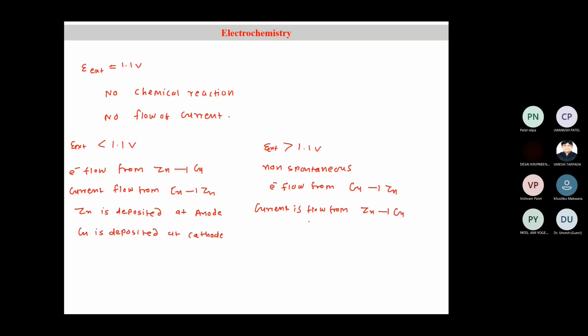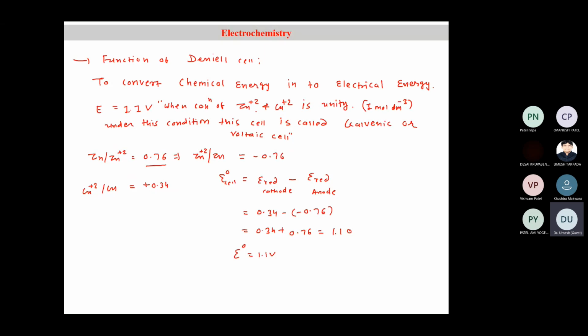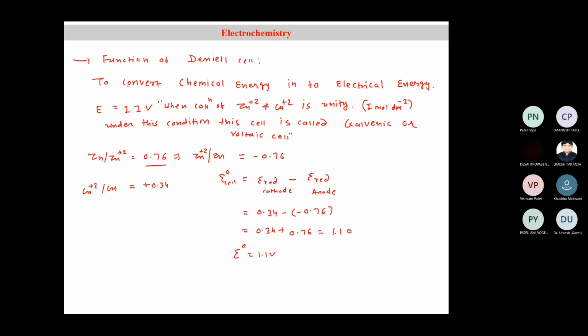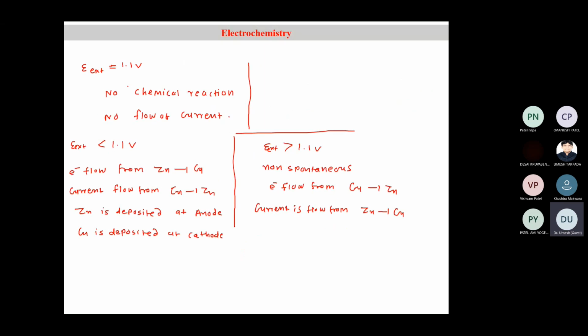So this is the way the reaction takes place. At the anode, what happens? This is non-spontaneous. All these three conditions we have checked. If the external potential is equal to the standard potential, the cell is in equilibrium, with no chemical reaction. The concentration of both the electrolytes is unity, and under this condition the cell is called a galvanic cell, or you can say a voltaic cell. External potential equal to 1.1 volt. And if the external potential is less than the standard potential, then a spontaneous reaction takes place.